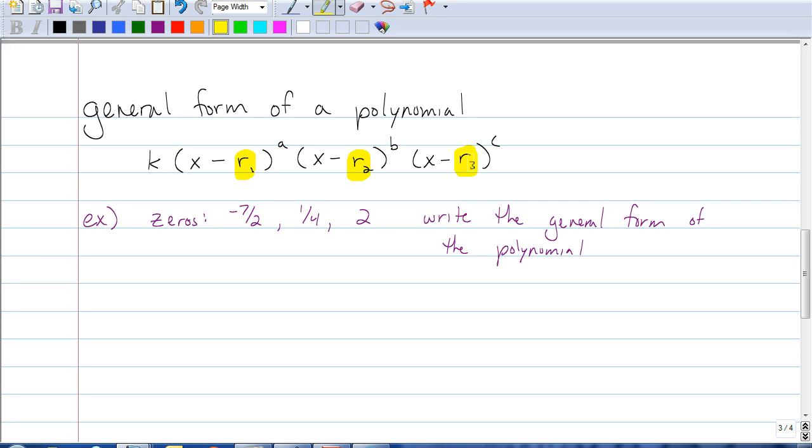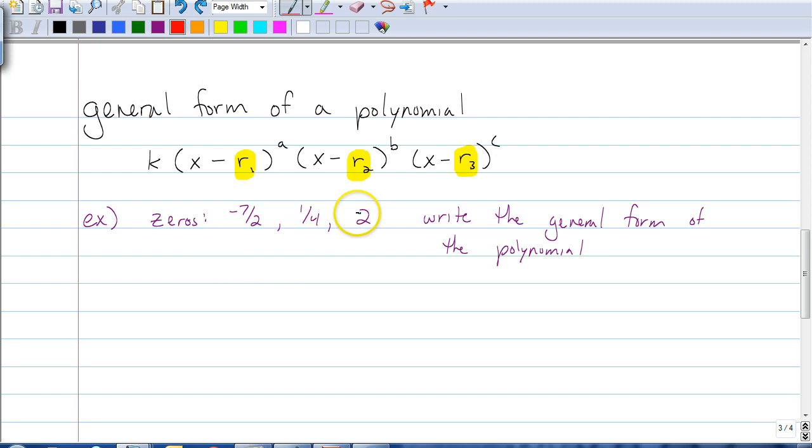And the reason why is because, just like we showed, if I know the zeros, there could be situations where maybe I have an exponent, or maybe I have a number out in front. Those two pieces will not change what the value of the zero is. It just changes the way the graph is. But we have to keep that in consideration when we're asked to write the general form of a polynomial.